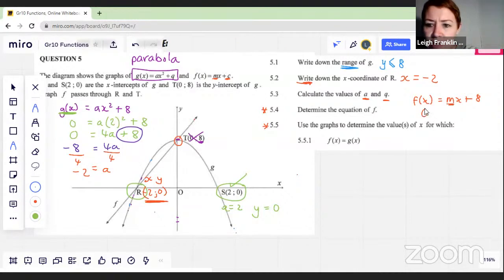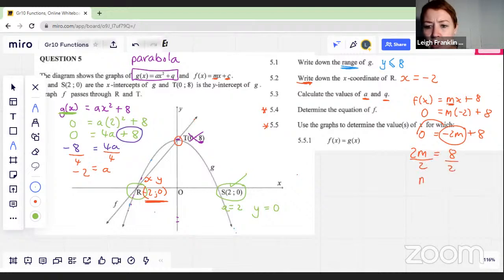So if I write 0 is equal to m times negative 2 plus 8, I would end up with 0 equals minus 2m plus 8, like so. Now I would take the minus 2m over to the other side. It's going to become plus 2m on the left. It's equal to 8. Divide by 2, and m would be equal to 4.